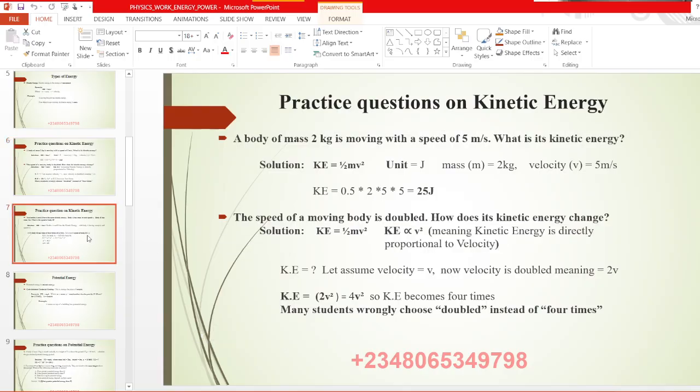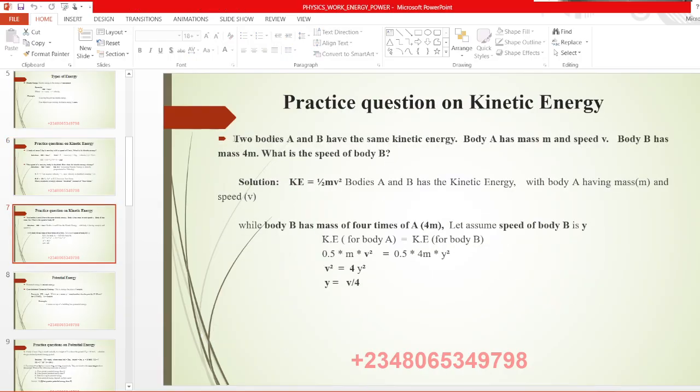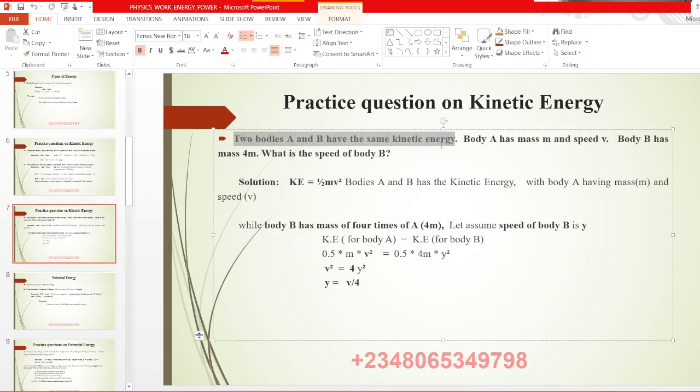Let's look at another practice question. 2 bodies, A and B, have the same kinetic energy. Body A has mass m and speed v. Body B has mass 4m. What is the speed of body B? This question is very technical. There are 2 bodies, they have the same kinetic energy. And it is stated that body A has a mass of m and a speed of v. And body B has 4 times the mass of body A.